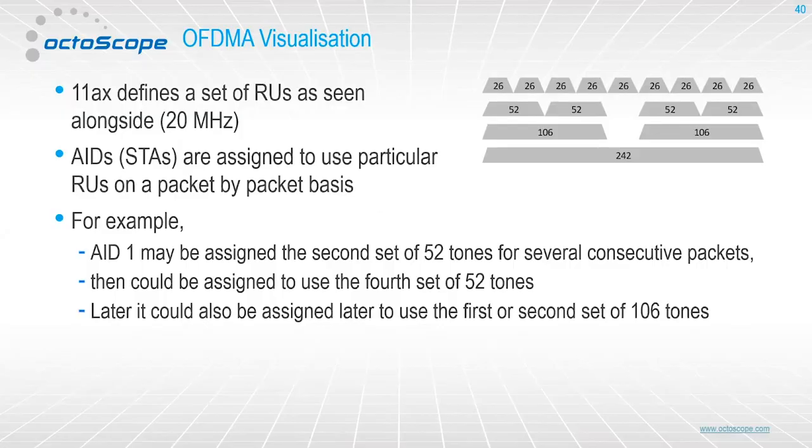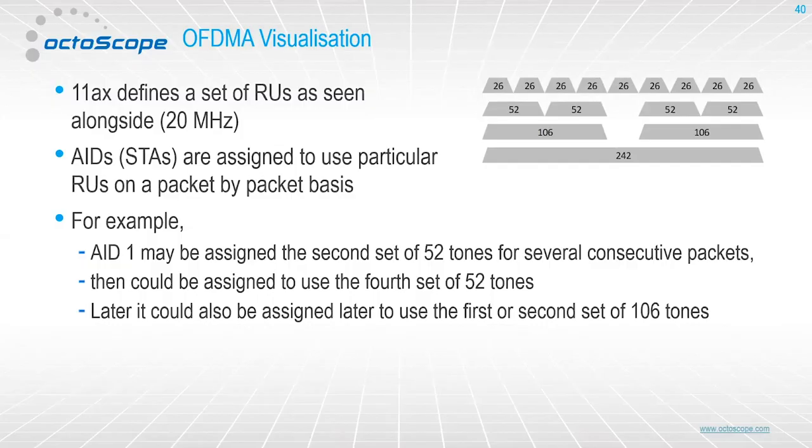And before we do that, we just want to make sure that everybody here and online has a similar understanding of the terminology. There are a couple of important things: resource units, AIDs, which are association IDs, and tones. Those are the things you hear about when you talk about OFDMA. So let's talk about what they are.